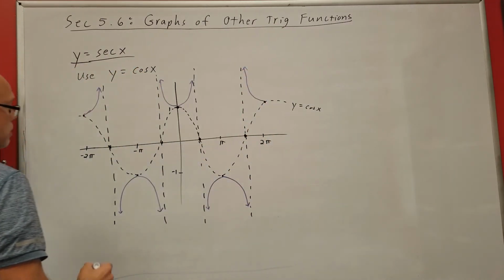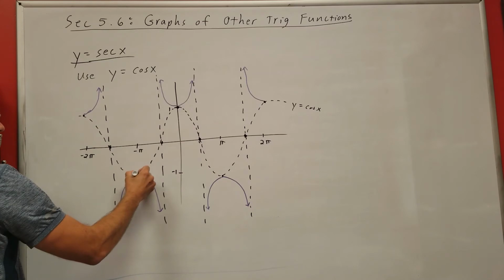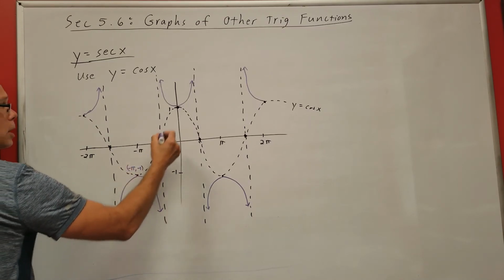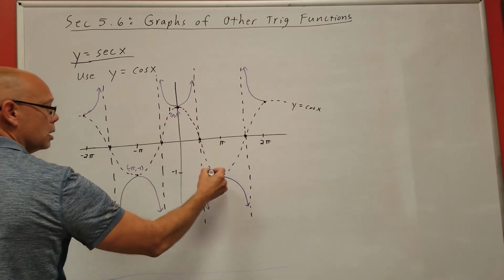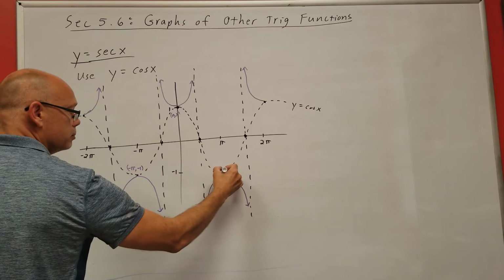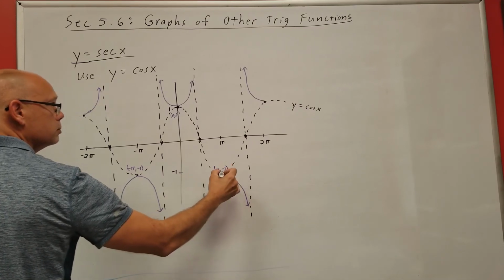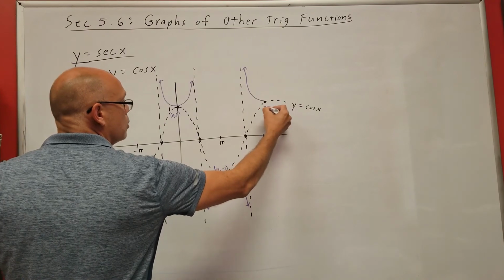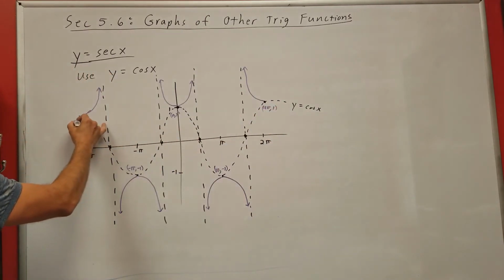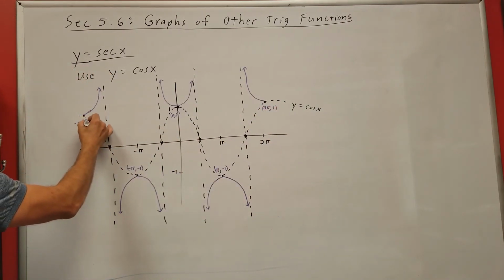All right, let's label some points. This point right here is going to be negative pi, negative 1. This point is going to be 0, 1. This point is going to be pi, negative 1. What would this point be? 2 pi, 1. And this one would be negative 2 pi, 1.